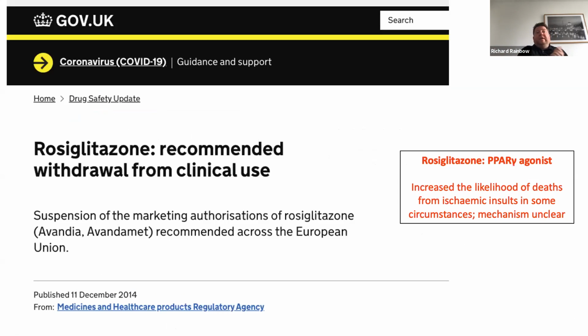So for example, rosiglitazone is a compound that was given as part of the treatment for diabetes, and it was a PPAR gamma agonist. I think I may have got that wrong, but it was found that it was increasing the likelihood of deaths from ischemic insults in some circumstances with a really unclear mechanism. So it was withdrawn from the market.